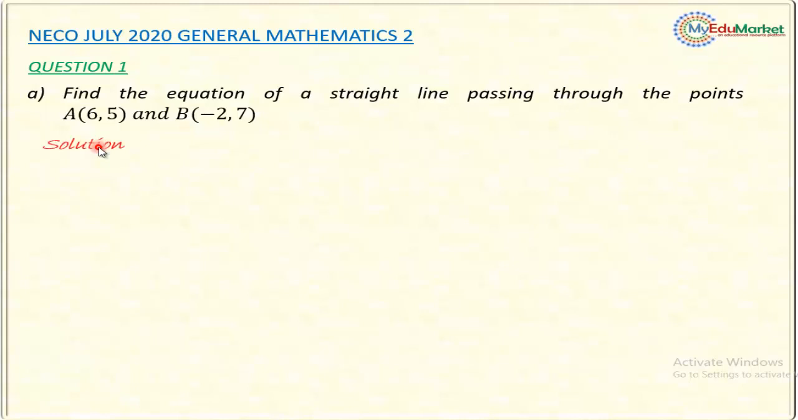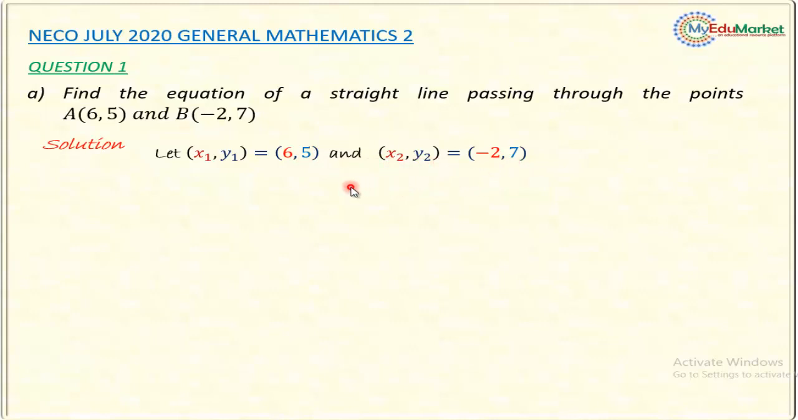Solution to this: the line that we are to find, its equation passes through 2 points A and B, and the coordinates of those points are given. So let me let x1, y1 be the coordinate of A, and let me let x2, y2 be the coordinate of B. That is, x1, y1 is the same thing as 6, 5, and x2, y2 is the same thing as minus 2, 7.